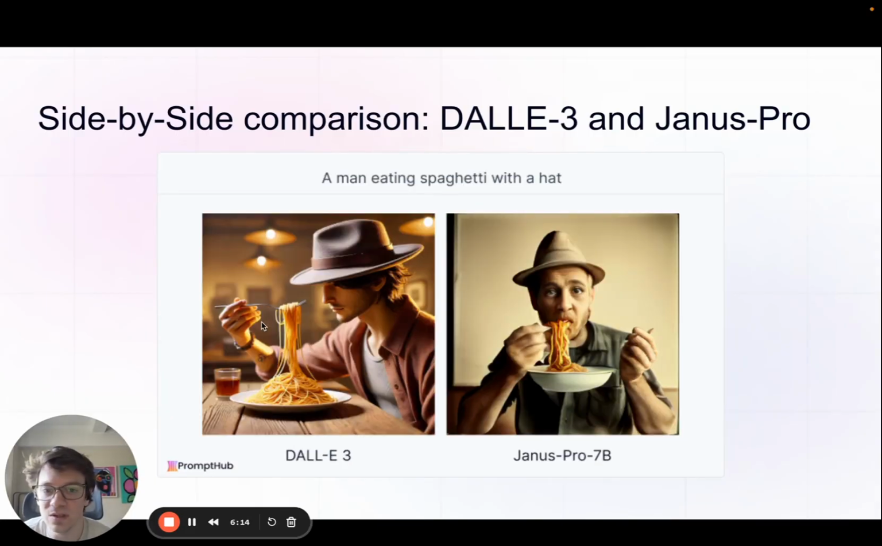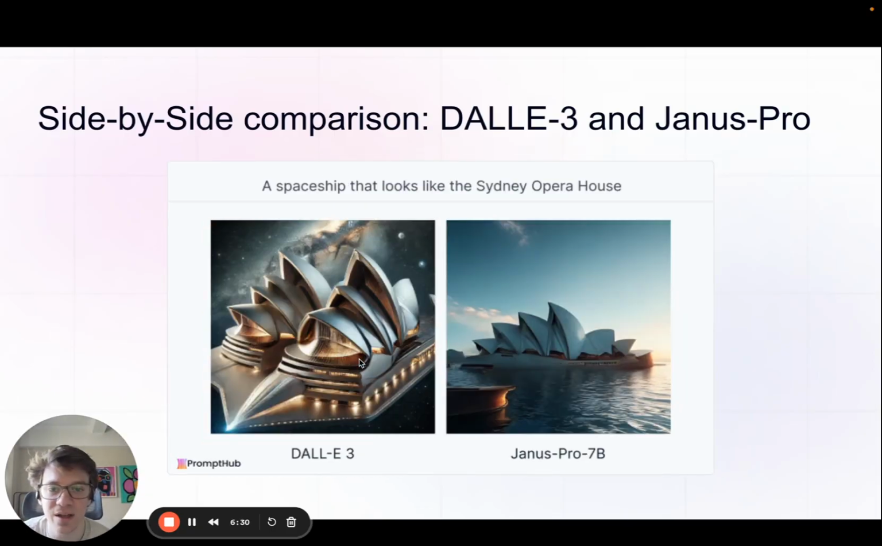Then when it comes to humans, you could see this looks like a very, very early version of Midjourney or Stable Diffusion, where the hands are just all messed up. DALL-E nails the hands, nails the human related features. Again, it still looks very AI filter generated.